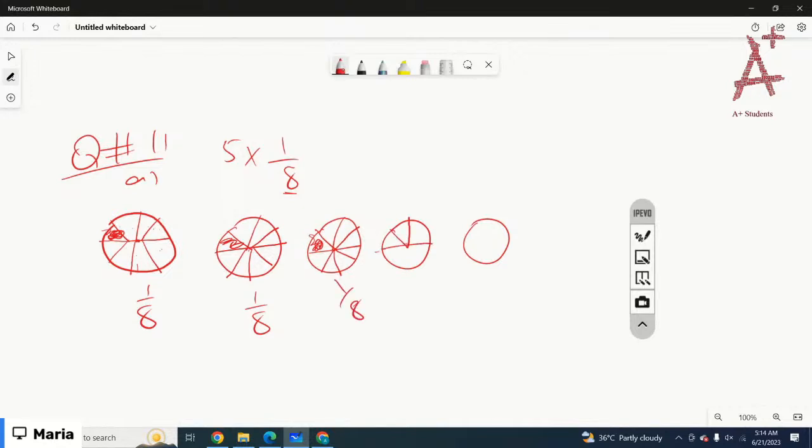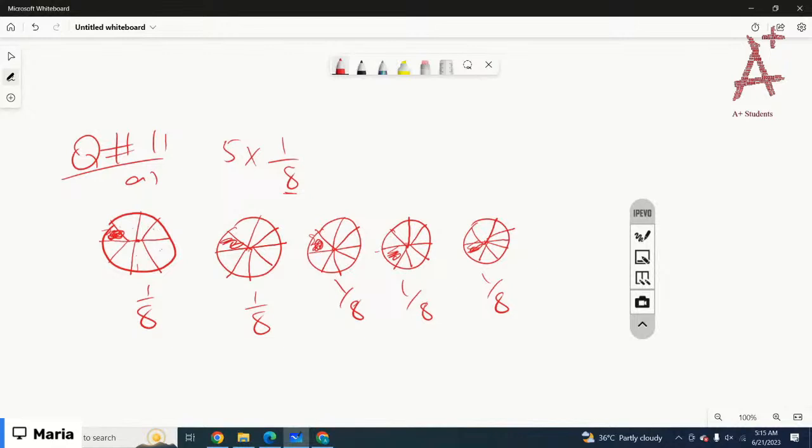And only one part is colored. 1 over 8. Then again 1, 2, 3, 4. And one part is colored. So you can see this one is 5 times 1 over 8. Got it? That means you have 5 circles and only 1 over 8 portion is colored.